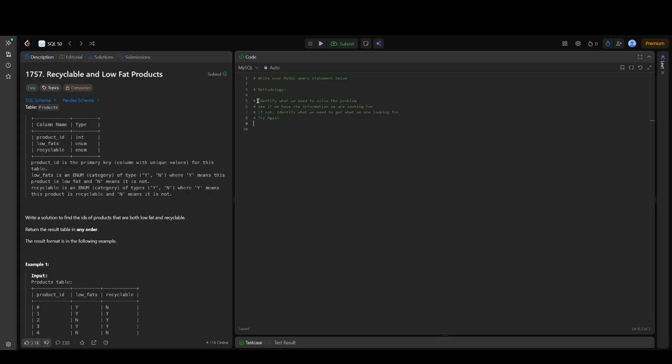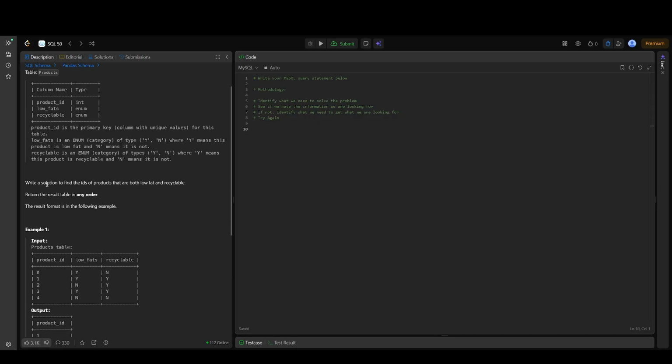So when looking at any SQL question, we're going to first identify what we need to solve the problem. Then we're going to see if we have the information we're looking for. If not, we're going to identify what we need to get that information and then try again, right? So after we identify what we need to get that information, like if we need to calculate some value or do some kind of aggregate, then we're going to identify what we need to solve the subproblem. Like if we're trying to aggregate something, what information do we need to aggregate on, or if we're trying to calculate a value, what columns do we need to calculate that value in question? So let's go through question 1757, recyclable and low-fat products, and apply this methodology.